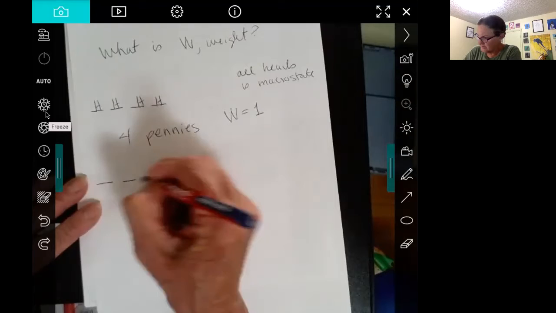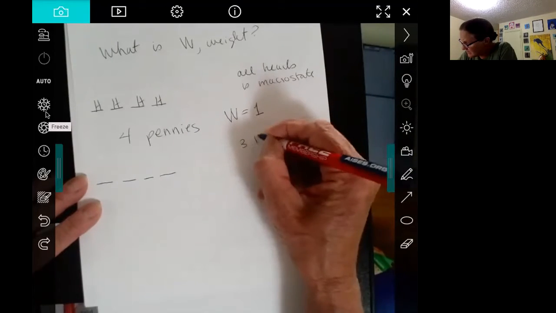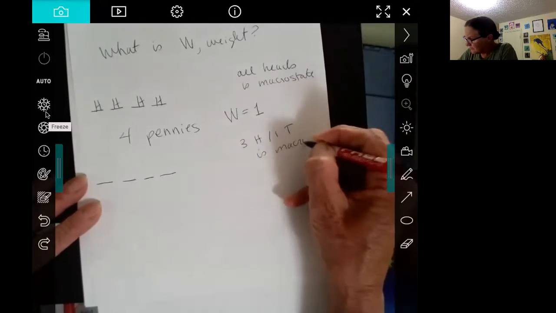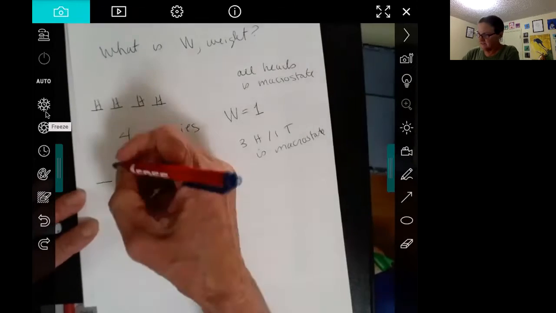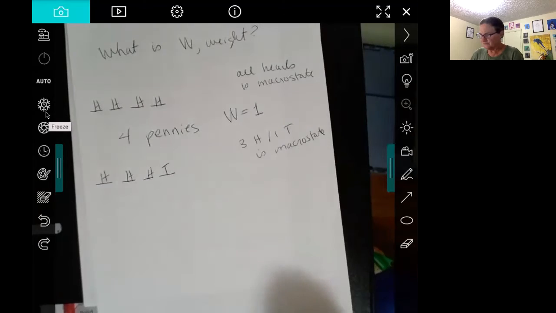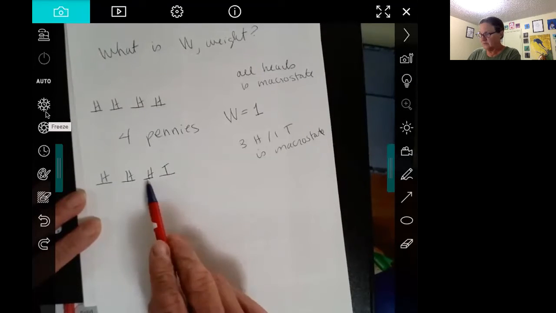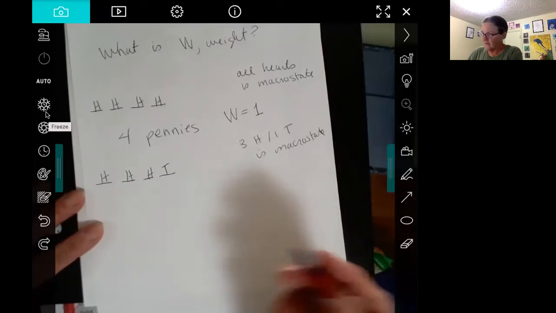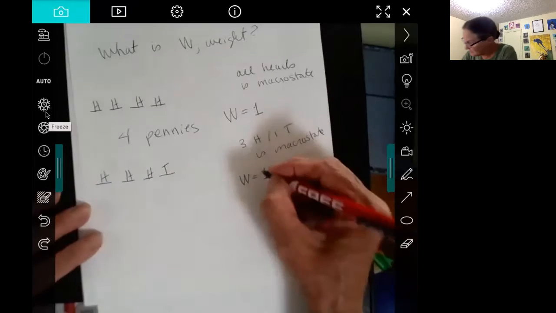Now let's think about another possibility. How about 3 heads, 1 tail as the macro state. So when I look from the outside, not knowing which pennies are heads or tails, I see 3 heads and 1 tail. How many ways could you do that? The tail could be the last penny, could be the second to last. Any one of these pennies could be the tail. So you would have 4 ways for that to happen.